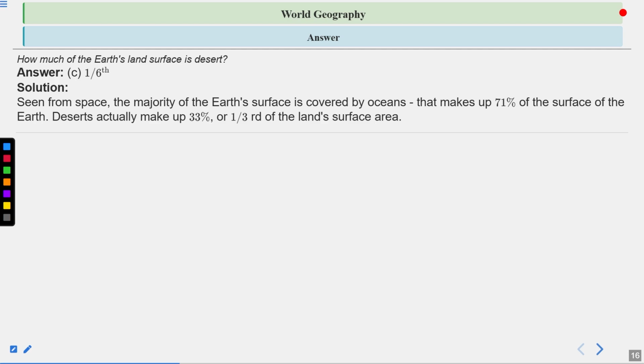If we talk about the area that is covered by the sea or oceans only, that is approximately 5 by 6th. So only 1 by 6th of the area is covered by land, and all the rest of the area is covered by sea.